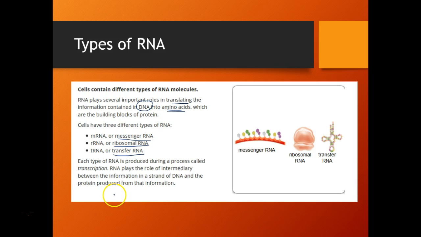So each type of RNA is produced during a process called transcription. So transcription is when we use DNA to make RNA. RNA plays the role of an intermediary between the information in a strand of DNA and the protein produced from that information. So basically, we use RNA as the intermediary structure between DNA and protein. And we'll be going over the specifics of the central dogma of biology, which is how we go from DNA to RNA to protein, in a later unit.